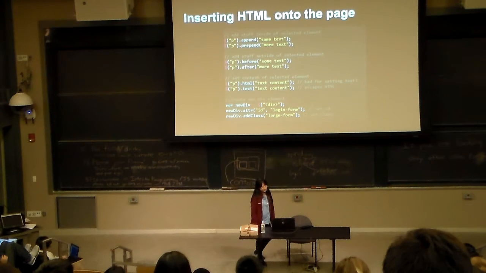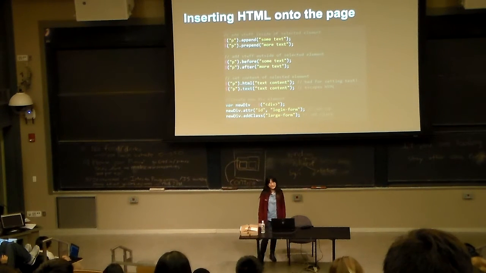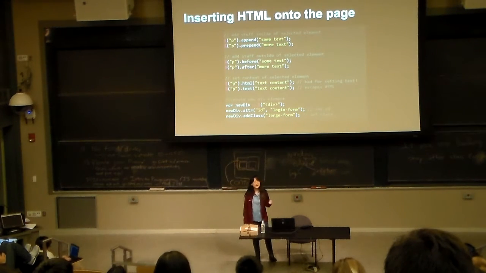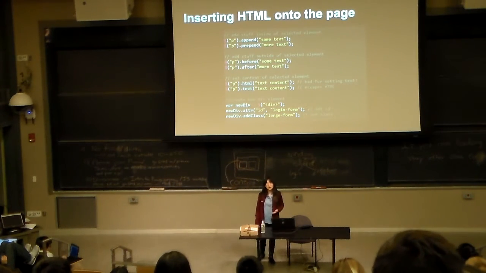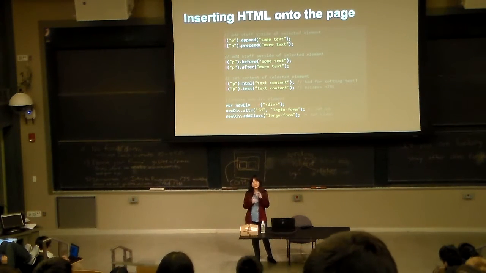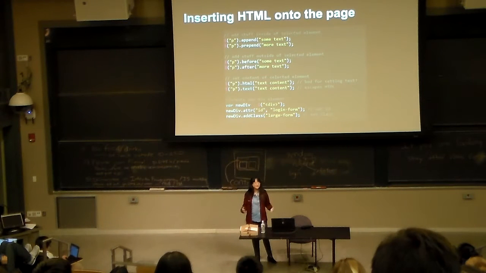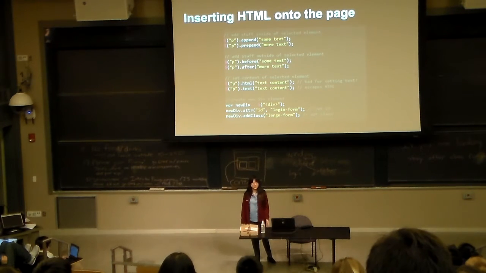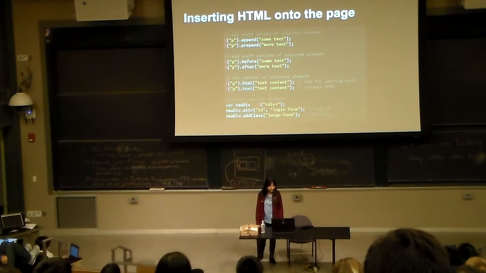So there are different functions for putting things inside of an element. Say you select a div, and you want to put text at the end of that div, but still inside the div. You would use append, or prepend for the beginning of the div. And then before and after are for putting them directly before or after the div, but outside of the actual div tags. And there's a lot of functions like this. You can just look up the jQuery documentation for those.